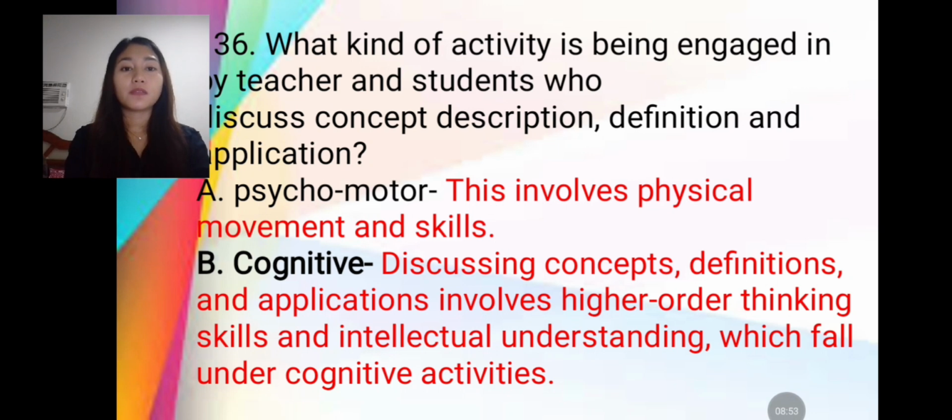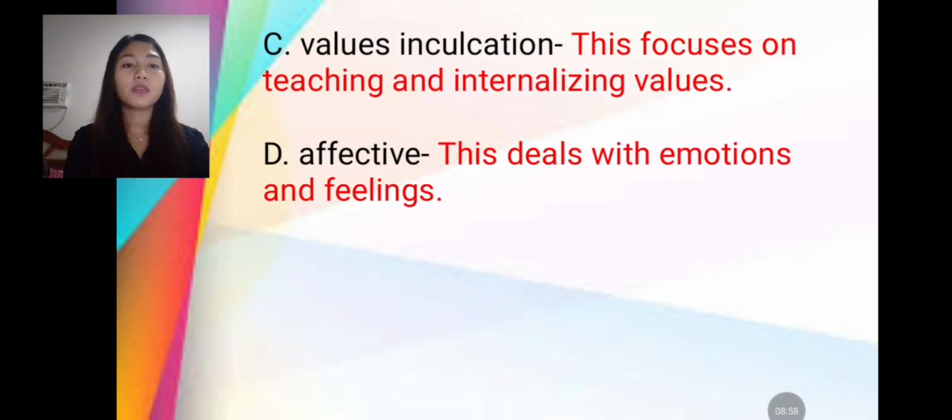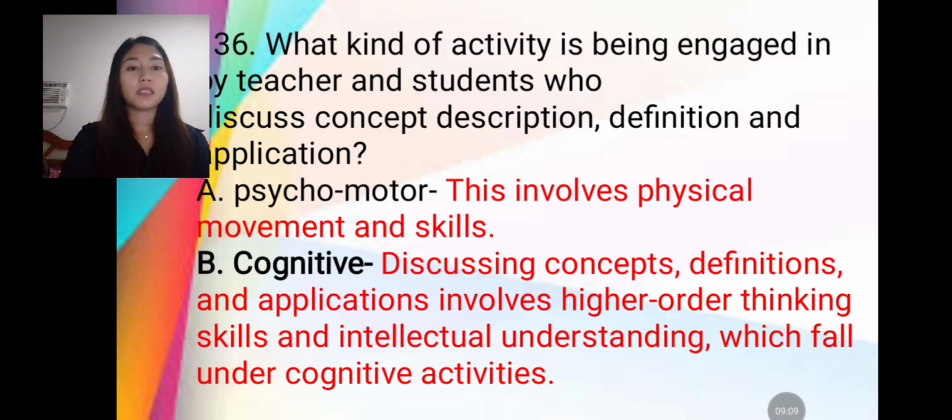Psychomotor, this involves physical movement and skills. While values inculcation, this focuses on teaching and internalizing values. While affective, this deals with emotions and feelings. So the answer is letter B, cognitive, because discussing concepts, definitions, and applications involves higher order thinking skills and intellectual understanding, which fall under the cognitive activities.